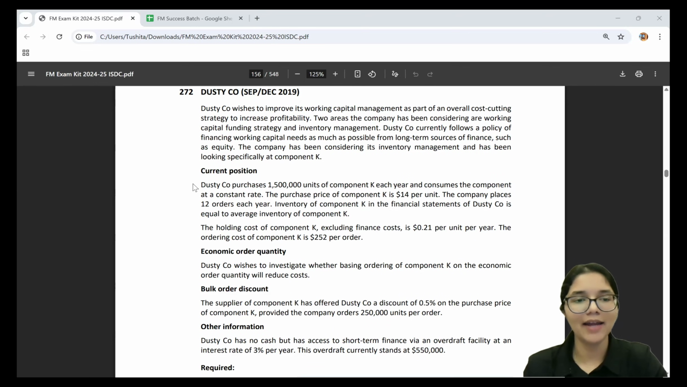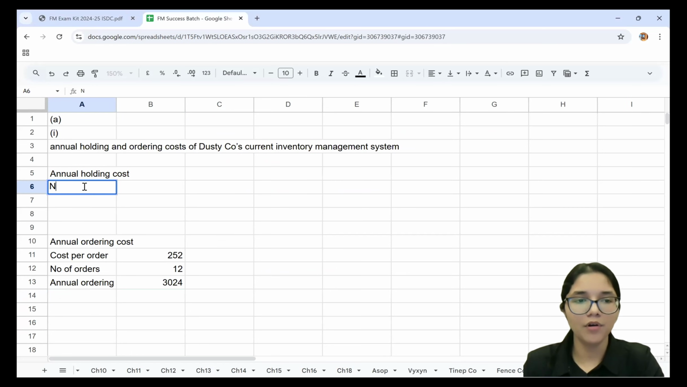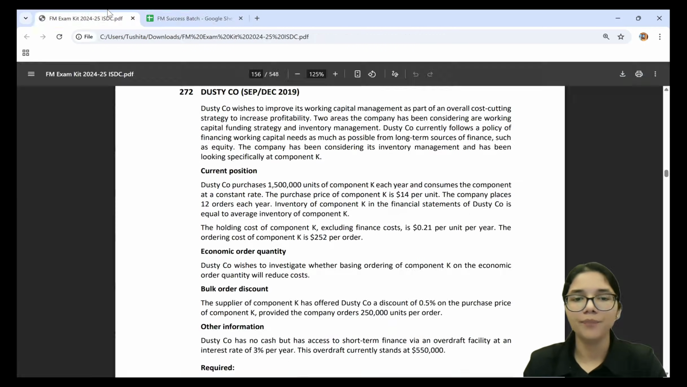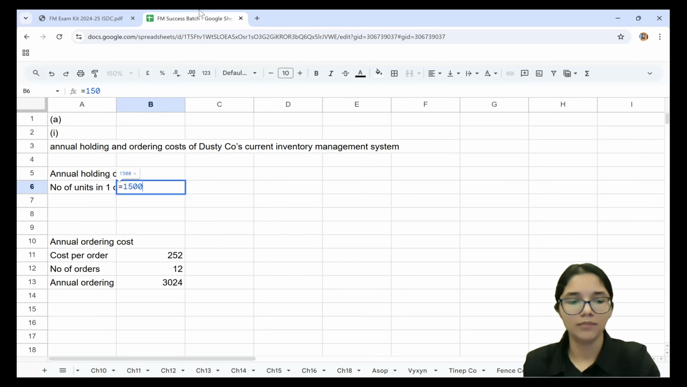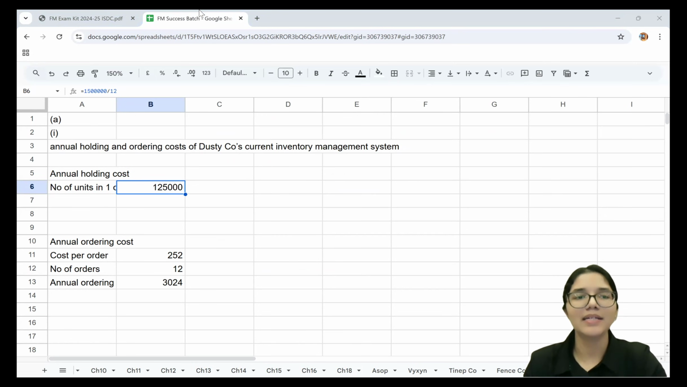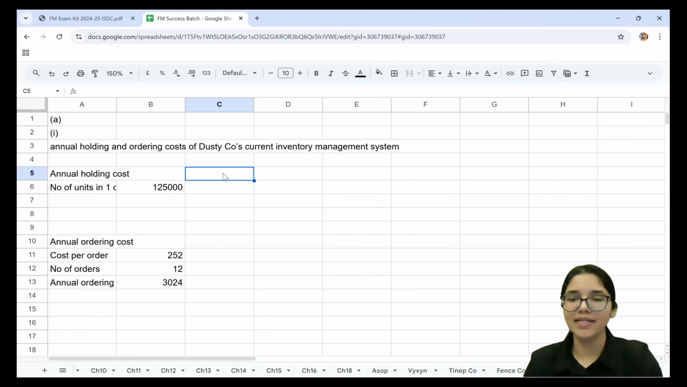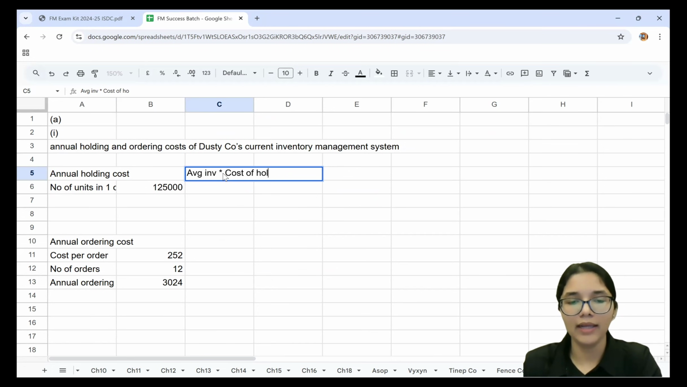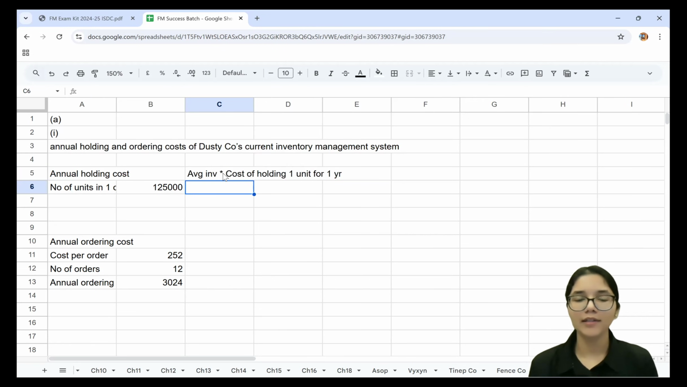Yes, we can simply divide and find out. So the number of units in one order is going to be equal to 1.5 million divided by 12. This gives you 125,000 units. And basically, for the annual holding cost, I have learned that the formula is to take my average inventory and multiply it by the cost of holding one unit for 1 year. This is the formula that you have learned about the holding cost.